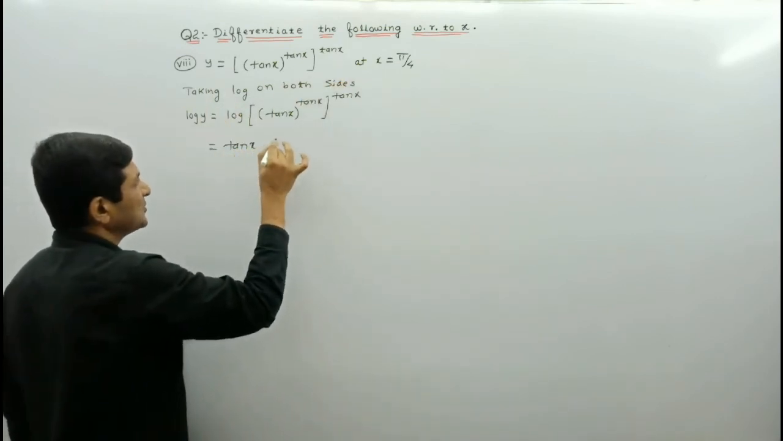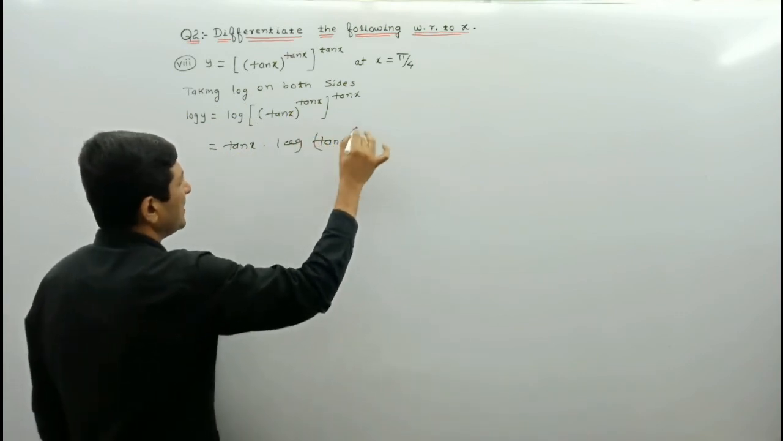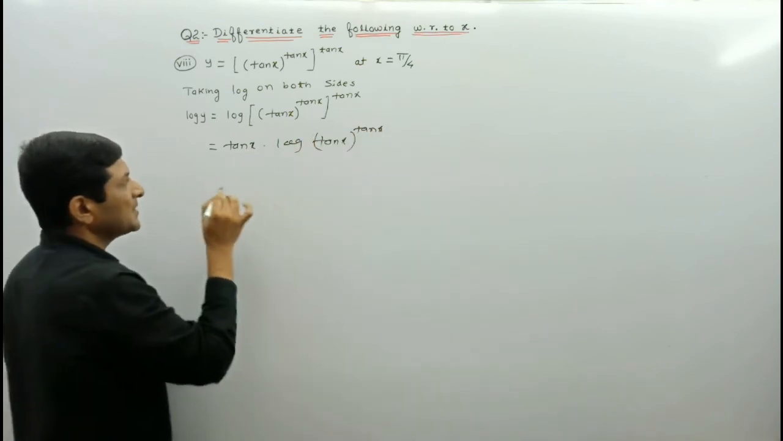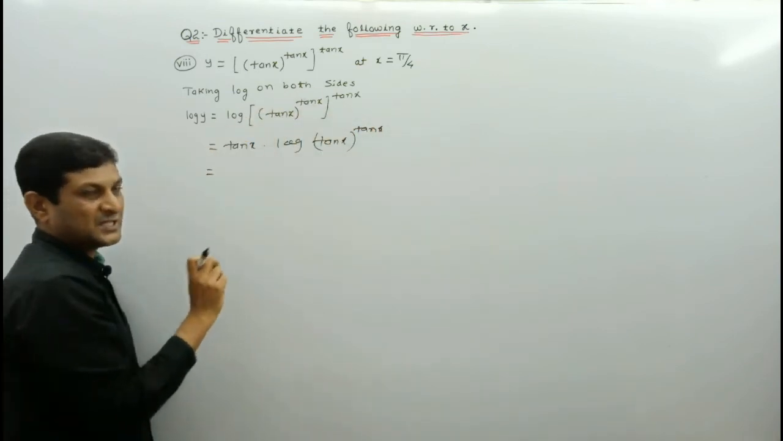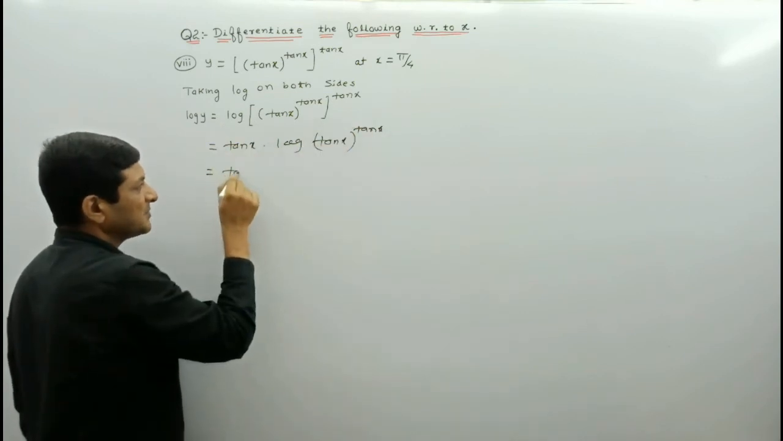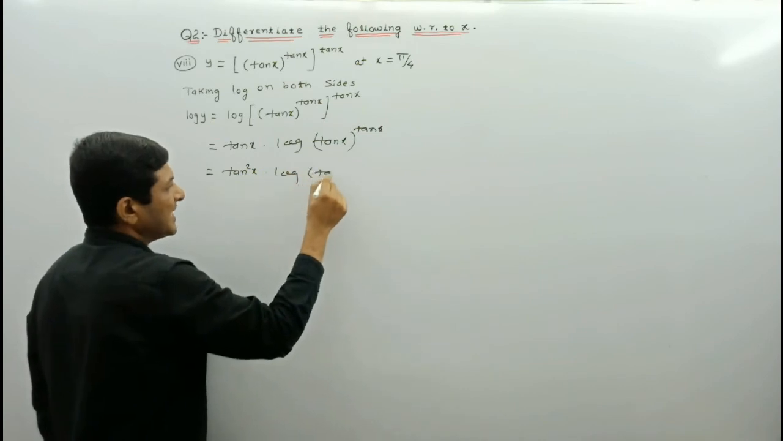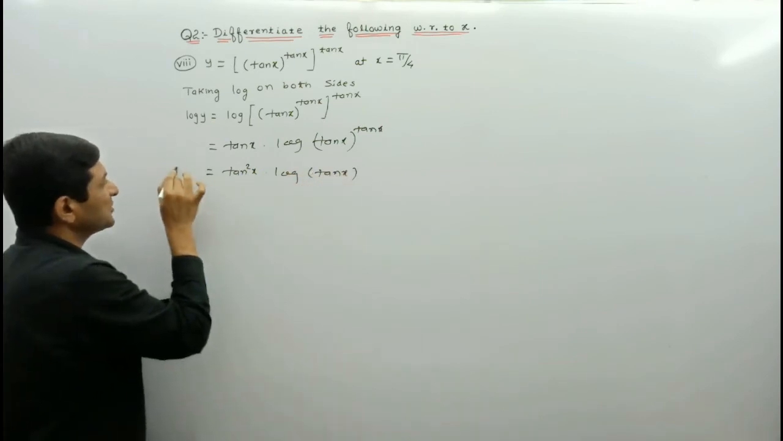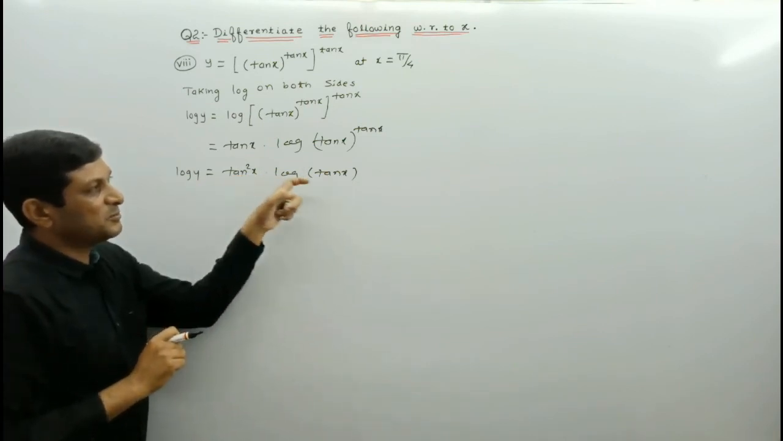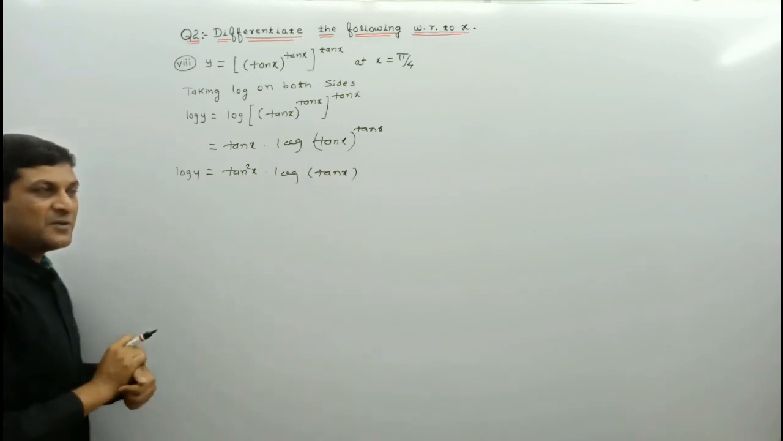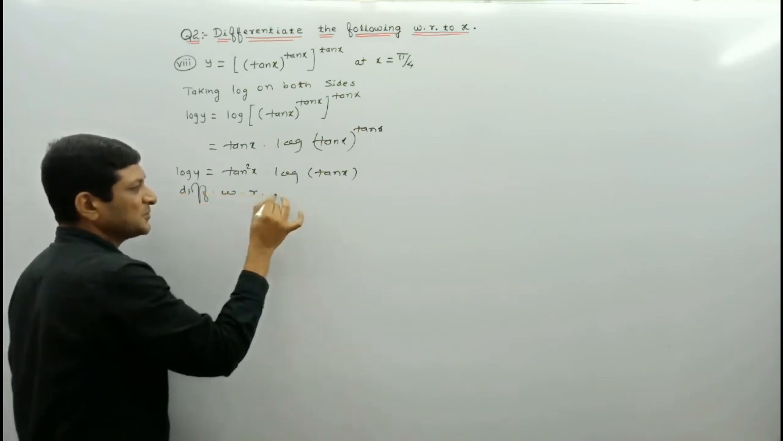So tan x into log of, now the remaining term is tan x raised to power tan x, isn't it? Now again, according to laws of logarithm, this tan x can be taken as a coefficient. So tan x into tan x will become tan square x into log of tan x. Means now this function is in the form of product of two terms. So easily we are able to find out differentiation applying product rule. So differentiate it with respect to x.